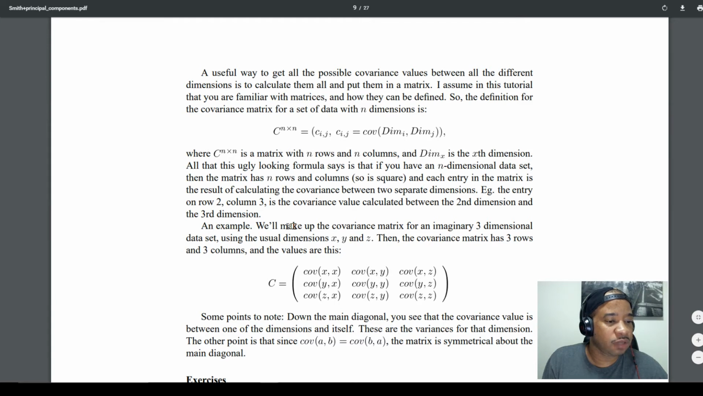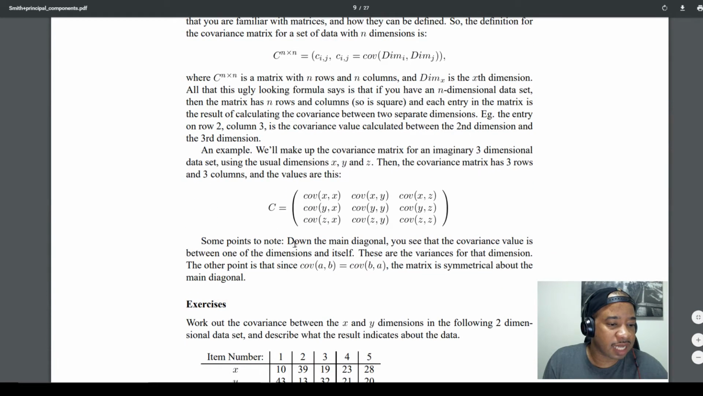An example will make it clear. We'll make up the covariance matrix for an imaginary 3-dimensional data set using the usual dimensions x, y, and z. Then the covariance matrix has 3 rows and 3 columns, and the values are these. So it's 3 by 3, x, y, and z. Term 1,1 is xx, and we take the covariance of xx like so. All of the different possibilities in a matrix. Now, we already know that these values will be the same. These will just be the variance of x, y, and z, and these values will be the same as well.